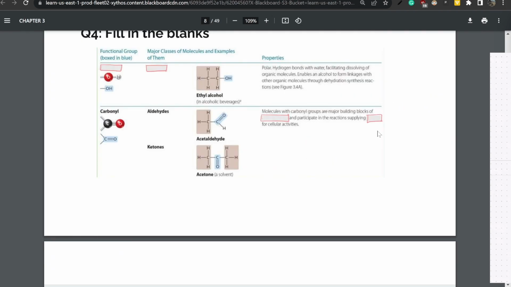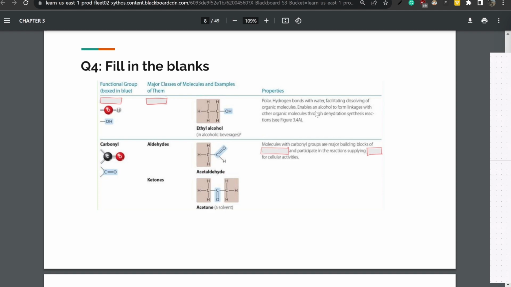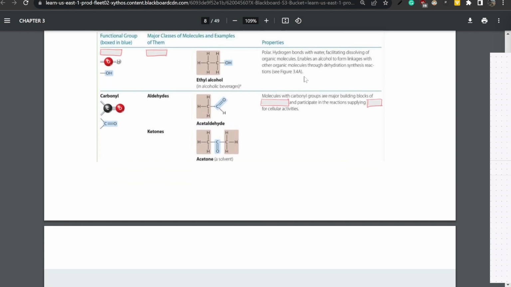Here they provide energy, building blocks of carbohydrates. Didn't know that. Facilitating dissolving molecules. But now I know. And also, dehydration synthesis, yeah, obviously.